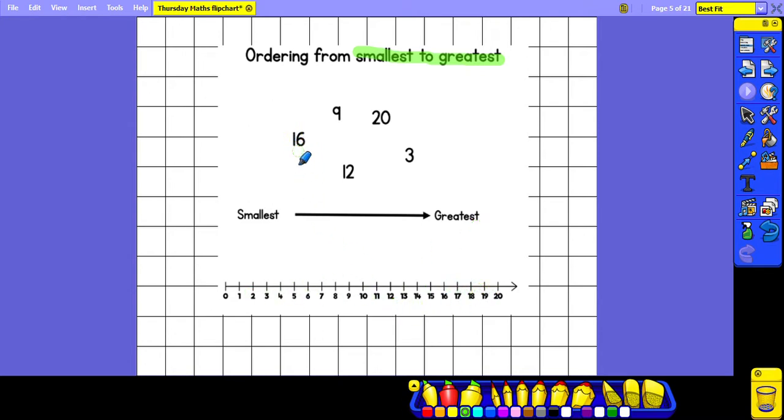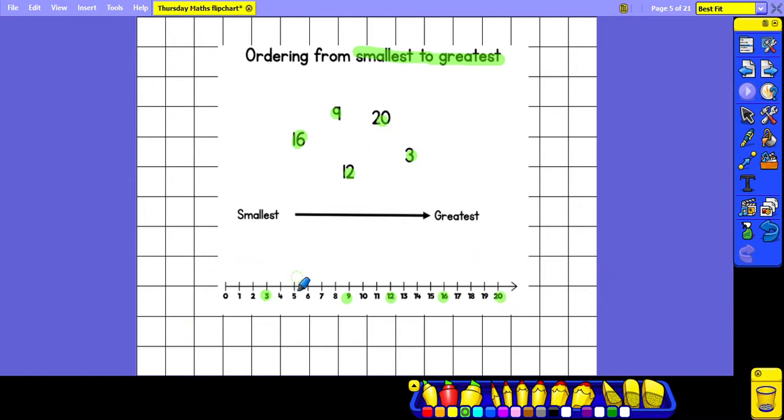So first of all, let's find these numbers on the number line. So 16 is here, 9, 12, 3, and 20.